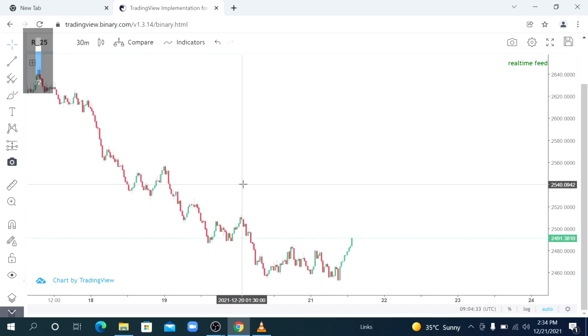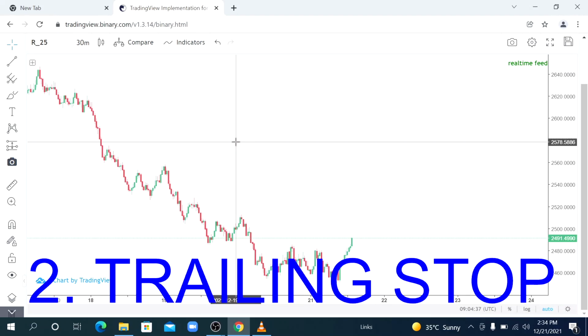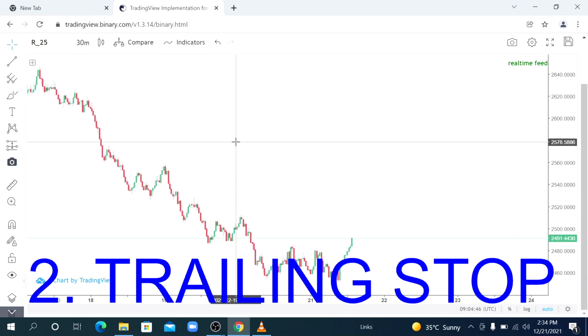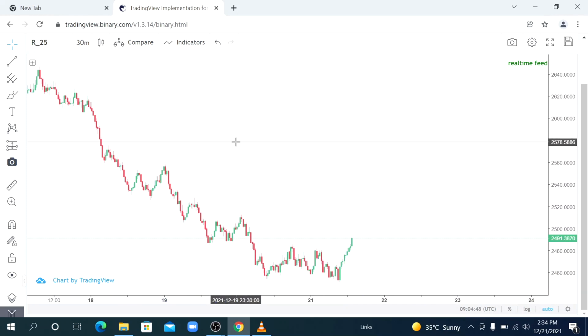Okay, the other way you can exit a trade is using what? A trailing stop loss. Note it down. A trailing stop loss is very, very easy to understand. Some people call it locking of profit, locking in your profit. That's what some people call it, but it's called trailing stop loss. Trailing your stop loss.